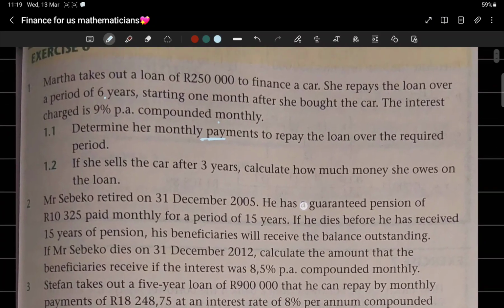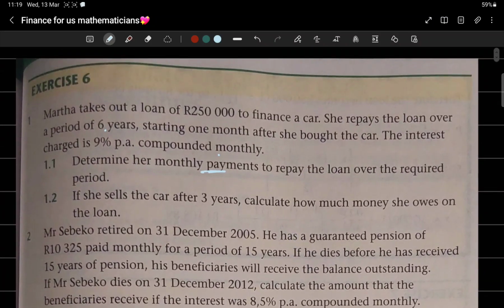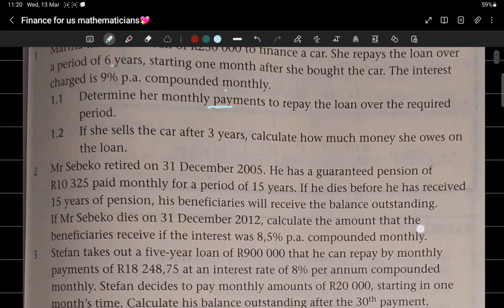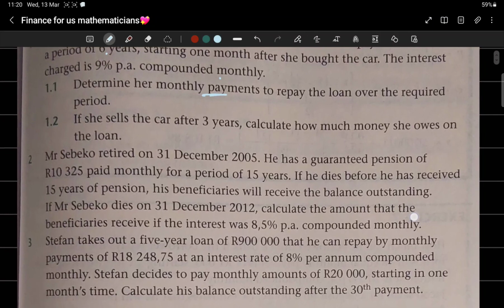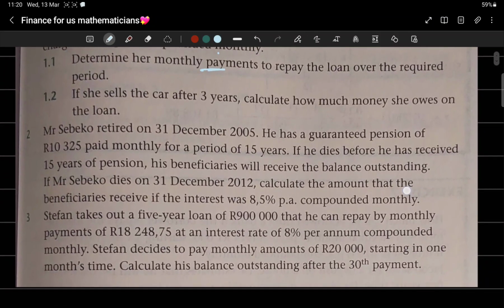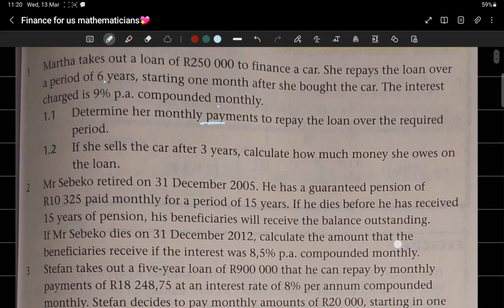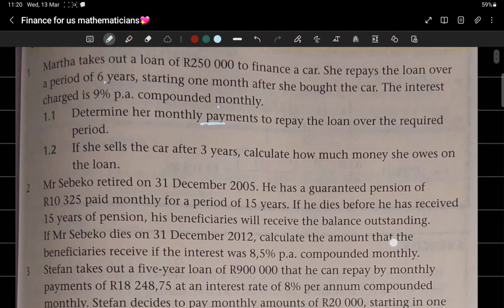Exercise 6. Sarah takes out a loan of 250,000 to finance a car. She repays the loan over a period of 6 years, starting 1 month after she bought the car. If the interest charged is 9% compound monthly, determine her monthly payments to repay the loan over the required period.